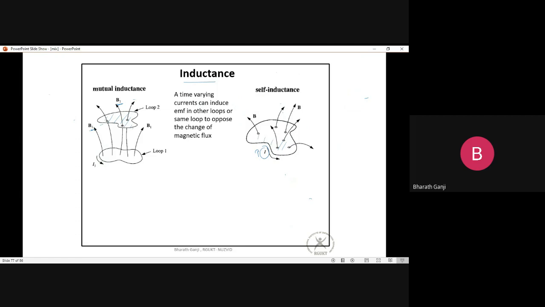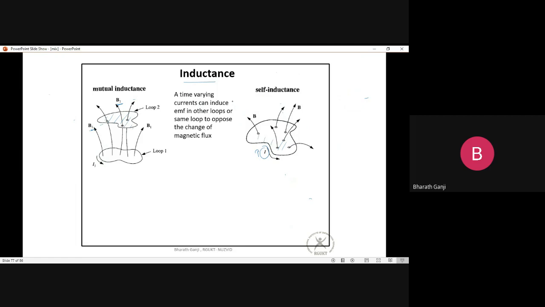Because the EMF is defined over a loop. But sometimes we also define inductance only for partial, we call it partial inductance, where we define it for single wires. But anyway, that is not part of the concept which we are dealing with now. You see those kinds of things in EMI and EMC courses.